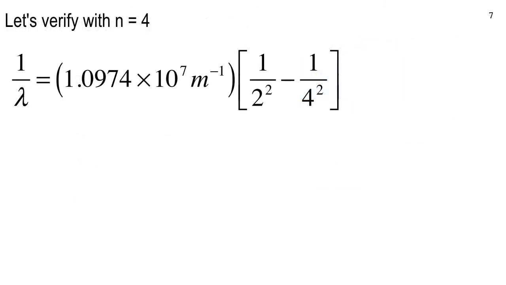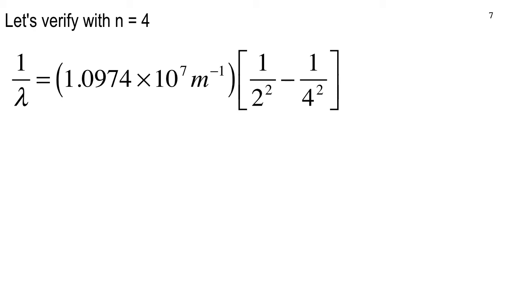All right, so let's set it up. Here it is, except instead of n, I have 4. We're doing it for n equals 4. So it's 1 over lambda equals, and this Rydberg's constant is something that you can measure in the lab. It works out to 1.0974 times 10 to the 7 meters to the minus 1.